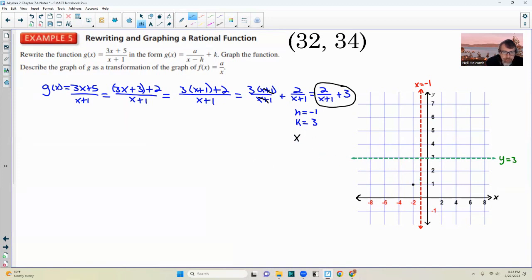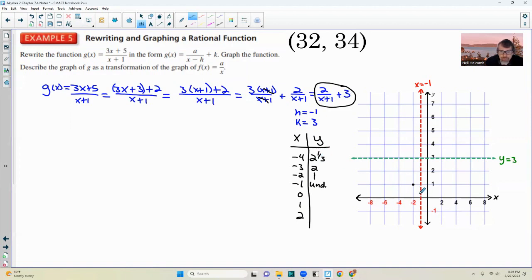How about I do a table rather than just say it? Okay, we already know that when x equals -1, it is undefined, and that's because of the asymptote. And if I go -2, -3, -4, 0, 1, 2. So -2 was 2 over -1 or -2 plus 3, which was 1. Put a -3 in here, we get 2 over -2, which is -1 plus 3, which is 2. Put a -4 in there, and I get -2/3. So 3 minus 2/3 is 2 1/3.